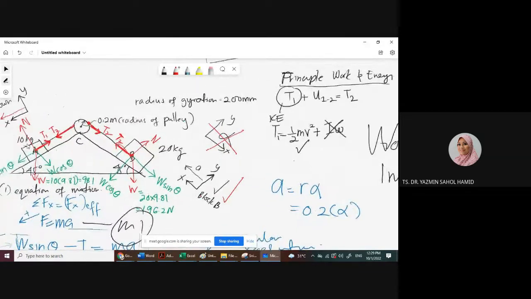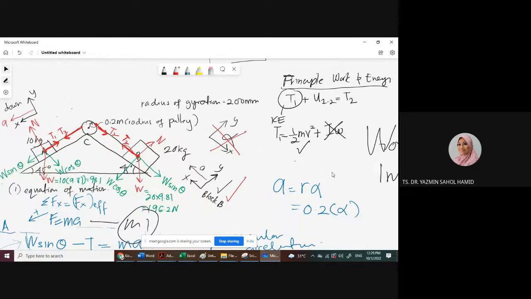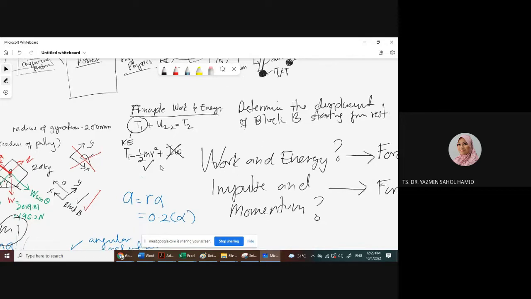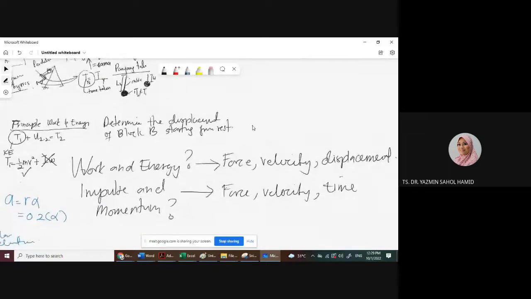Kan? And then work. Apa work involved untuk block A? Soalan you tadi apa, Amirul? Determine the displacement of block B, starting from rest. Contohnya lah. So untuk soalan ni, kalau untuk block B, starting from rest, apa velocity dia? Kosong lah kan. So, T1 kosong. Tapi T2 adalah value, betul tak? Ada 1/2 MV square. V ni mungkin dia bagi V 2 meter per second contohnya.